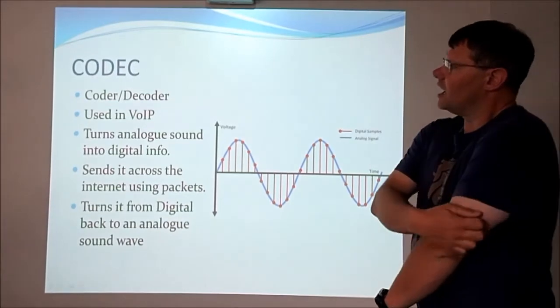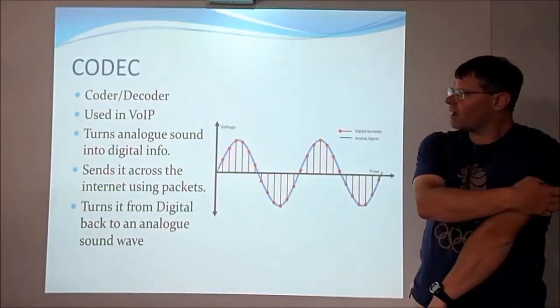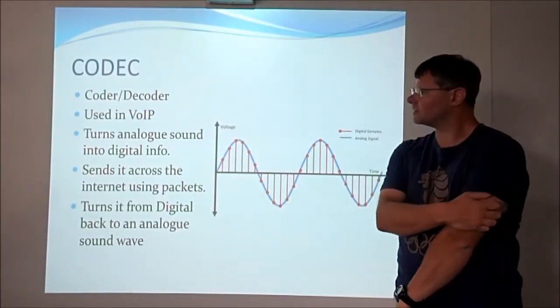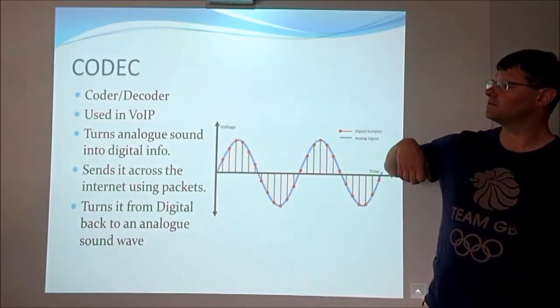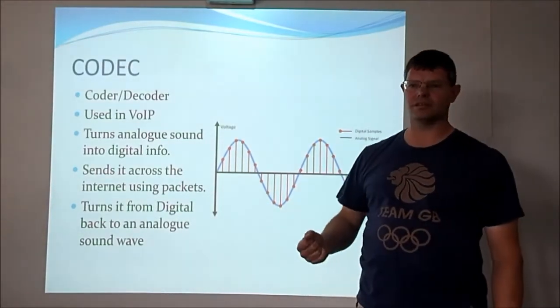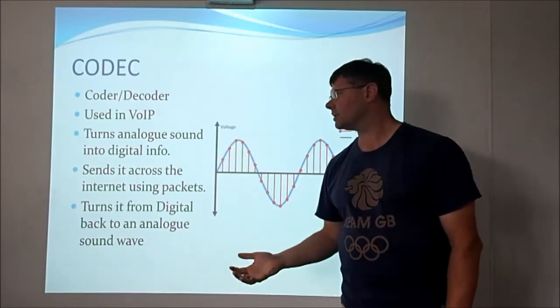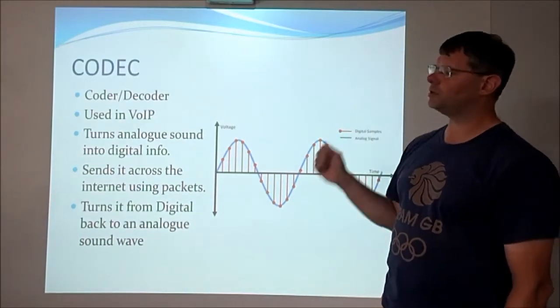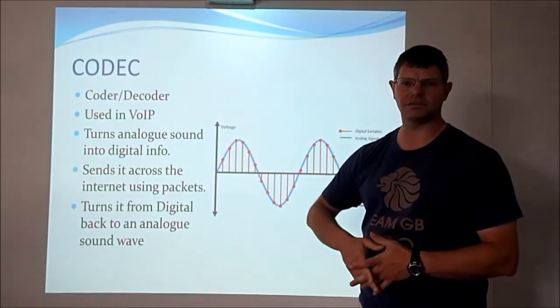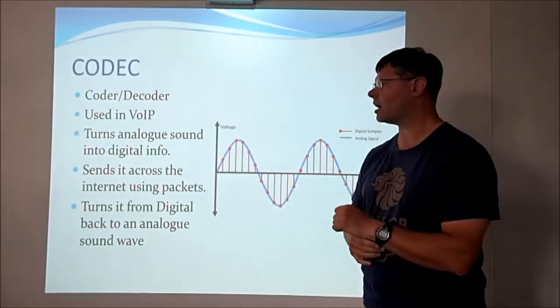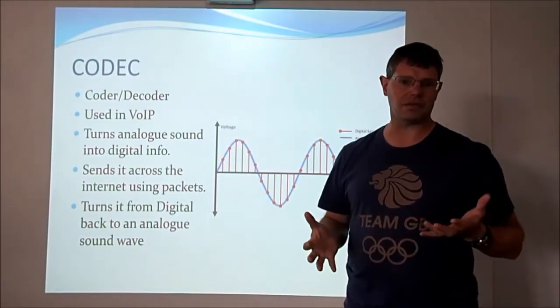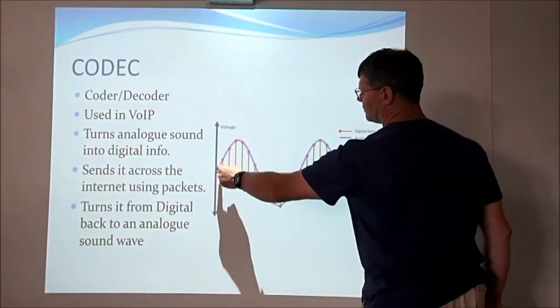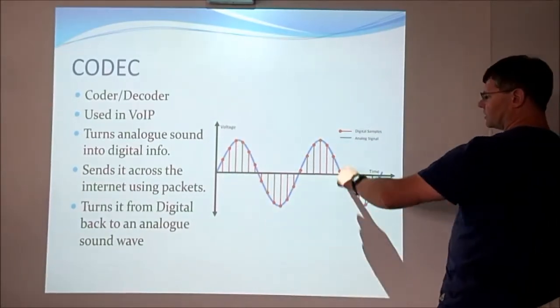Right. Codecs. Codecs are coders and decoders, and they're used in VoIP to send your voice over the internet. Now, computers work on digital information, which is made out of ones and zeros. Sound works on sound waves, which are analog. So a sound wave looks like that. That would be a sound wave.